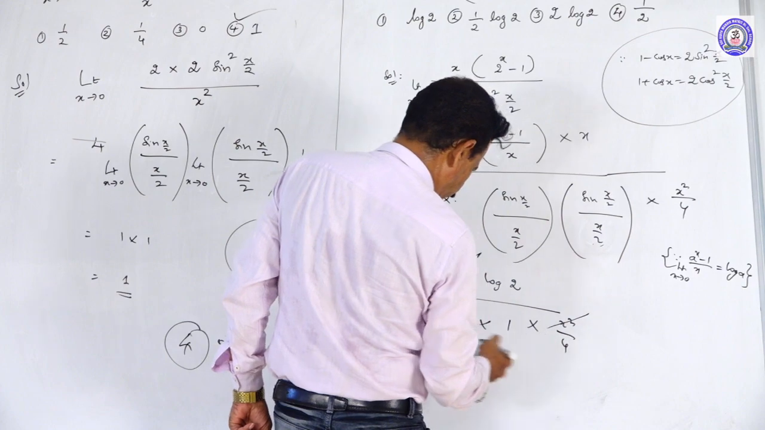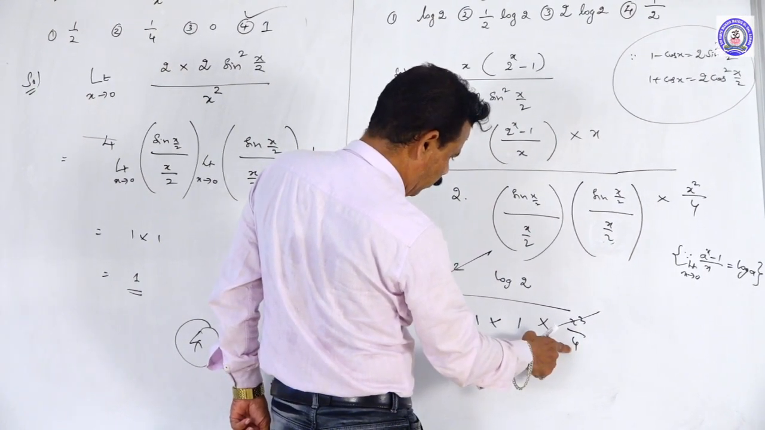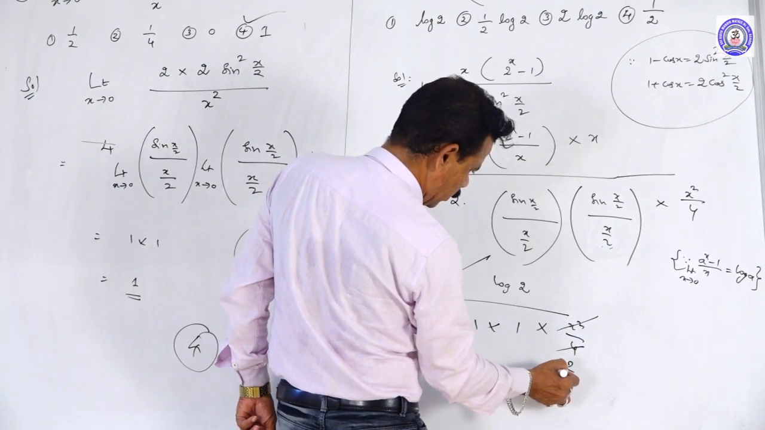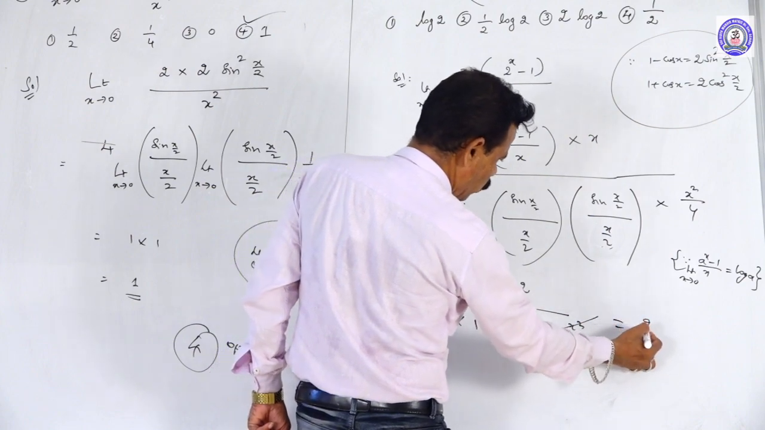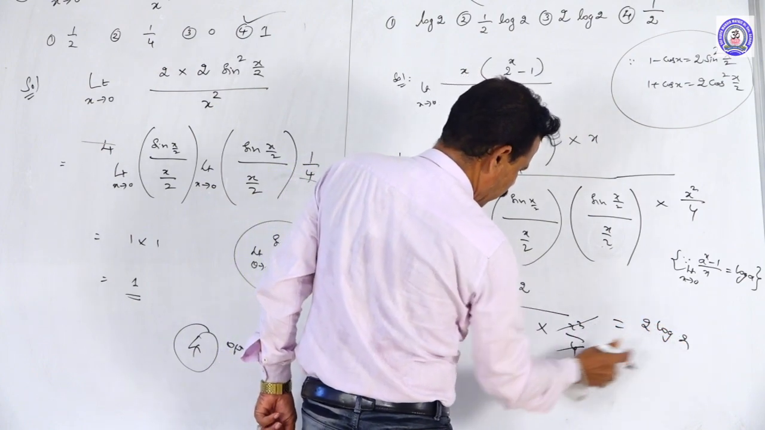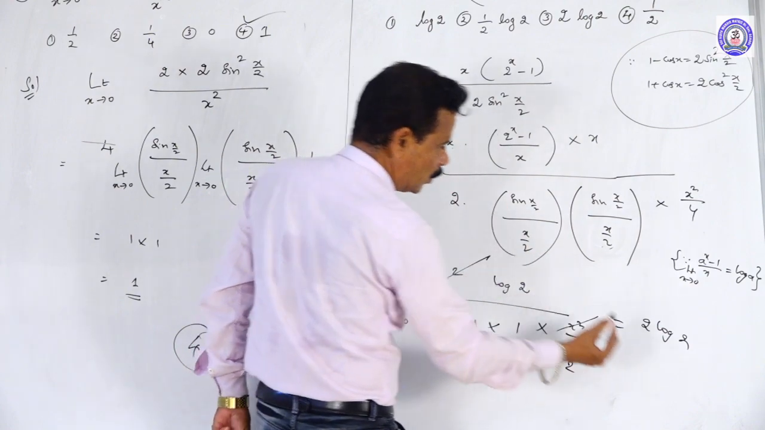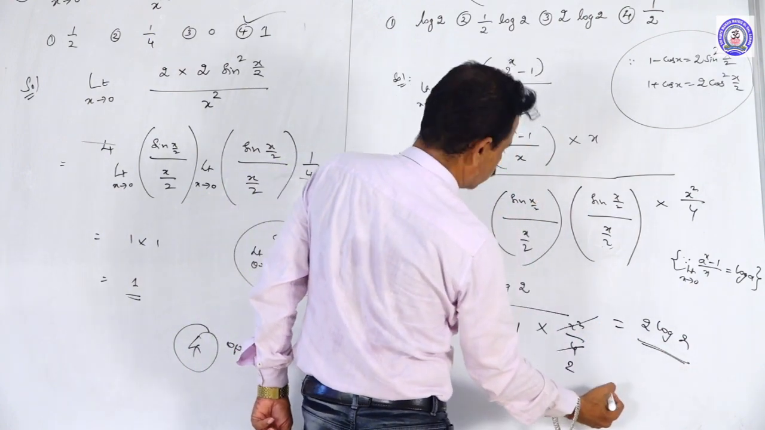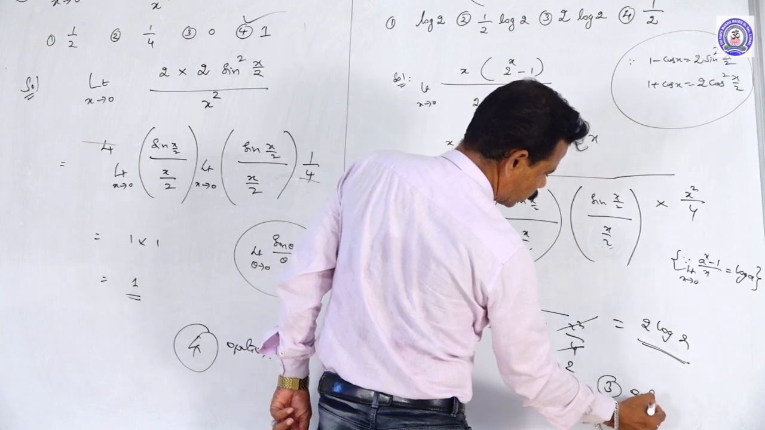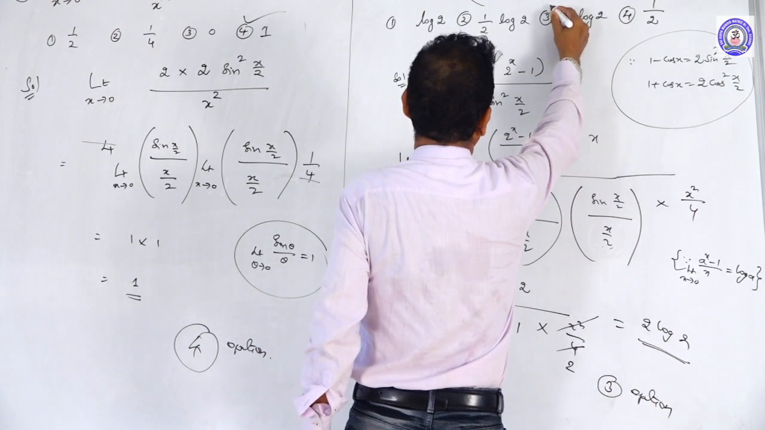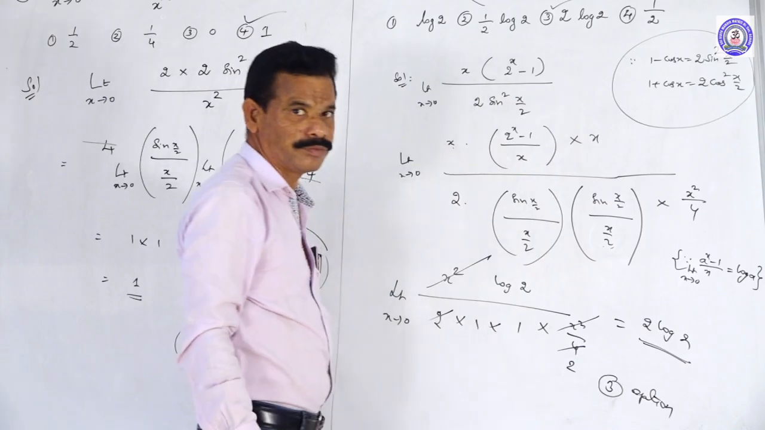So next here 2 by 4, 2 twice, this 2 coming numerator, 2 log 2, this 2 upside coming, 2 log 2, denominator only 1. 2 log 2 is the answer, 2 log 2 is the third option. 2 log 2, third option is the right answer.